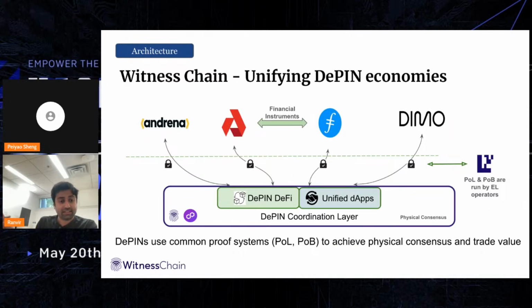Once you have this consensus on physical state, DePINs can now register their assets on our coordination layer. So there's a DePIN coordination layer. DePINs register their assets there, and they get validated by the Watchtower network. Now, the Watchtower network is a set of Eigenlayer operators which have deployed the relevant validation code for these proofs. Once those assets are validated, they can be utilized by application developers to build any number of emergent applications.